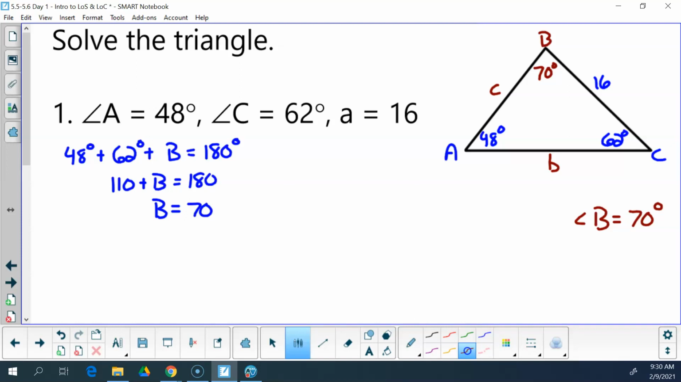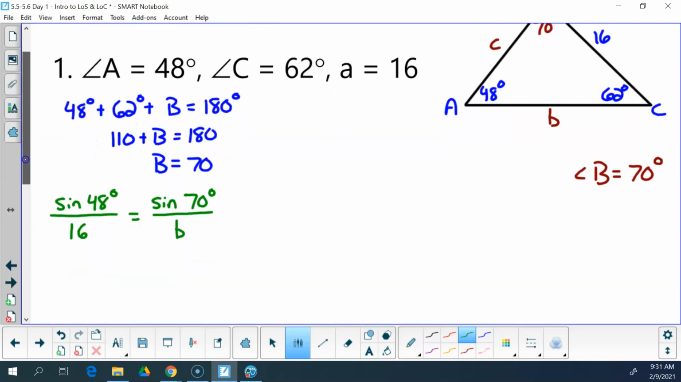One of our answers. We need three of them, though, because we need to find side B and side C. Now, let's use the law of sines. So the sine of 48 degrees divided by 16, sine of angle A divided by side A, has to equal the sine of angle B, which is 70 degrees, over side B. We'll keep it at that one for right now.